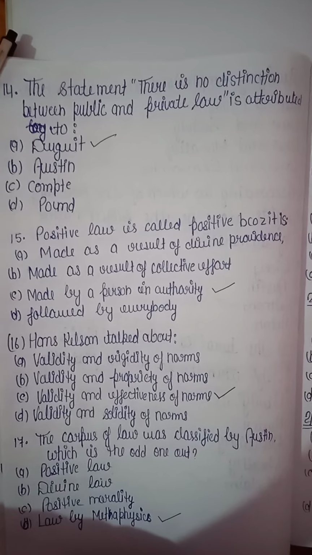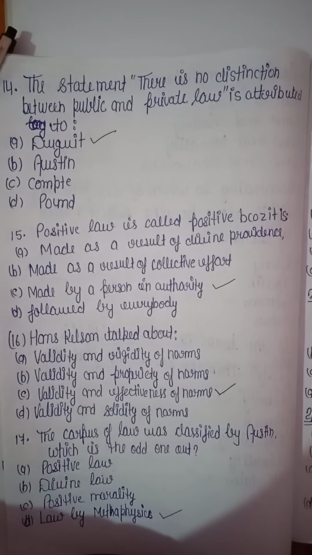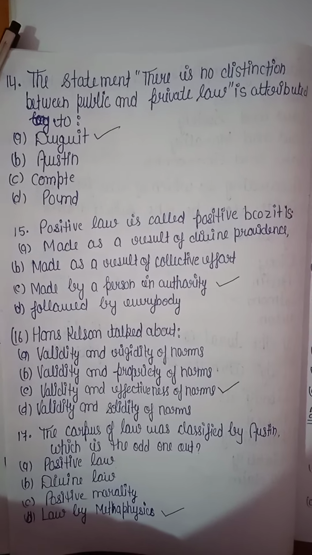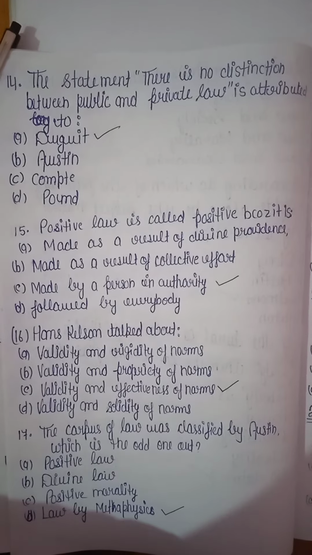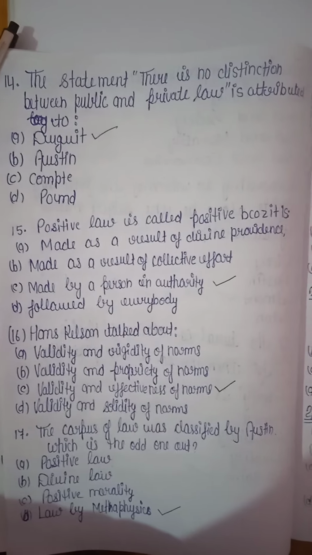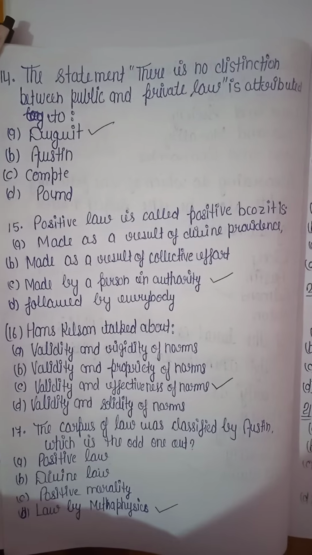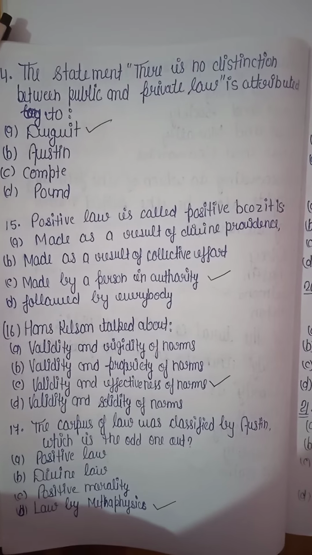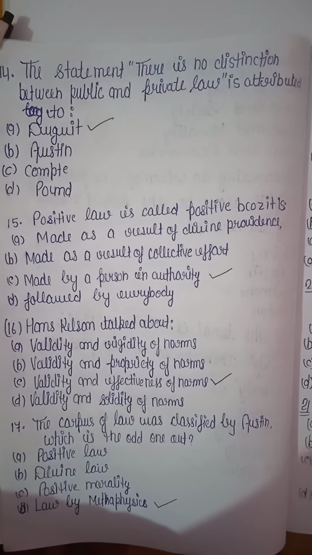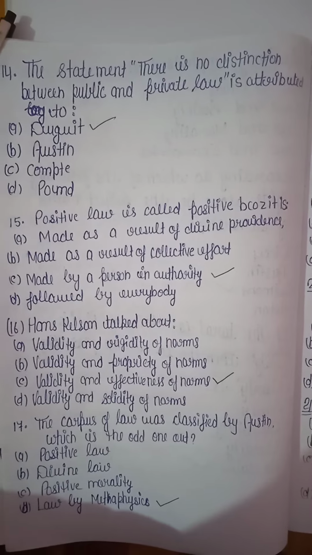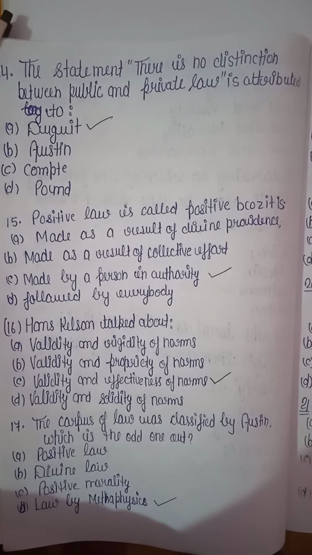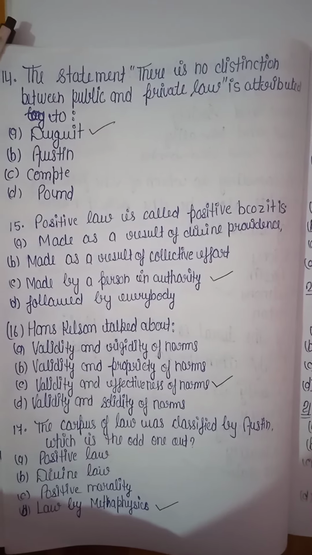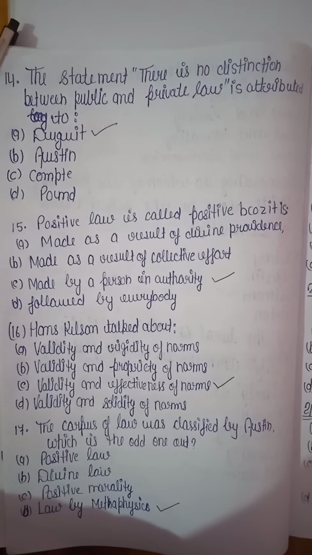Question number 14 is the statement there is no distinction between public and private law is attributed to option A Duguit, B Austin, C Comte, D Pound. The right answer is A Duguit. Next question is positive law is called positive because it is option A made as a result of divine providence, option B made as a result of collective effort, option C made by a person in authority, option D followed by everybody. The right answer is C made by a person in authority.